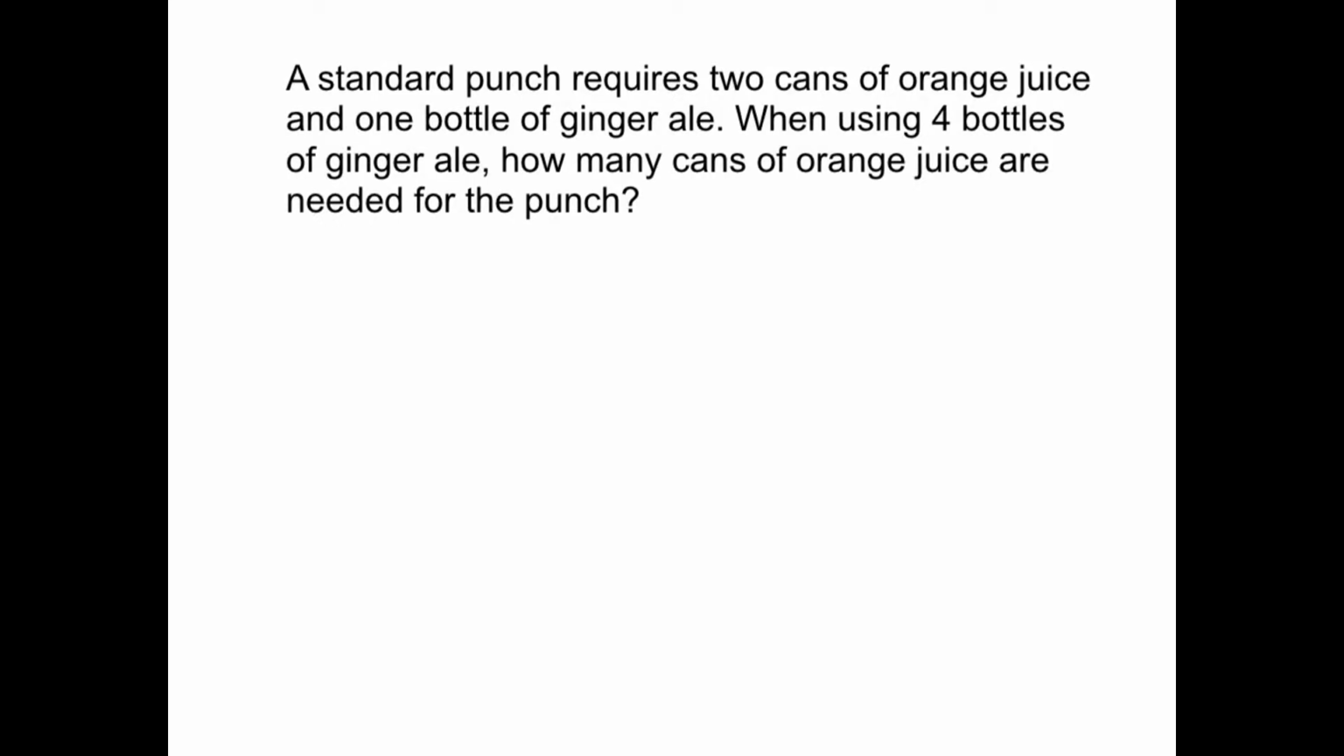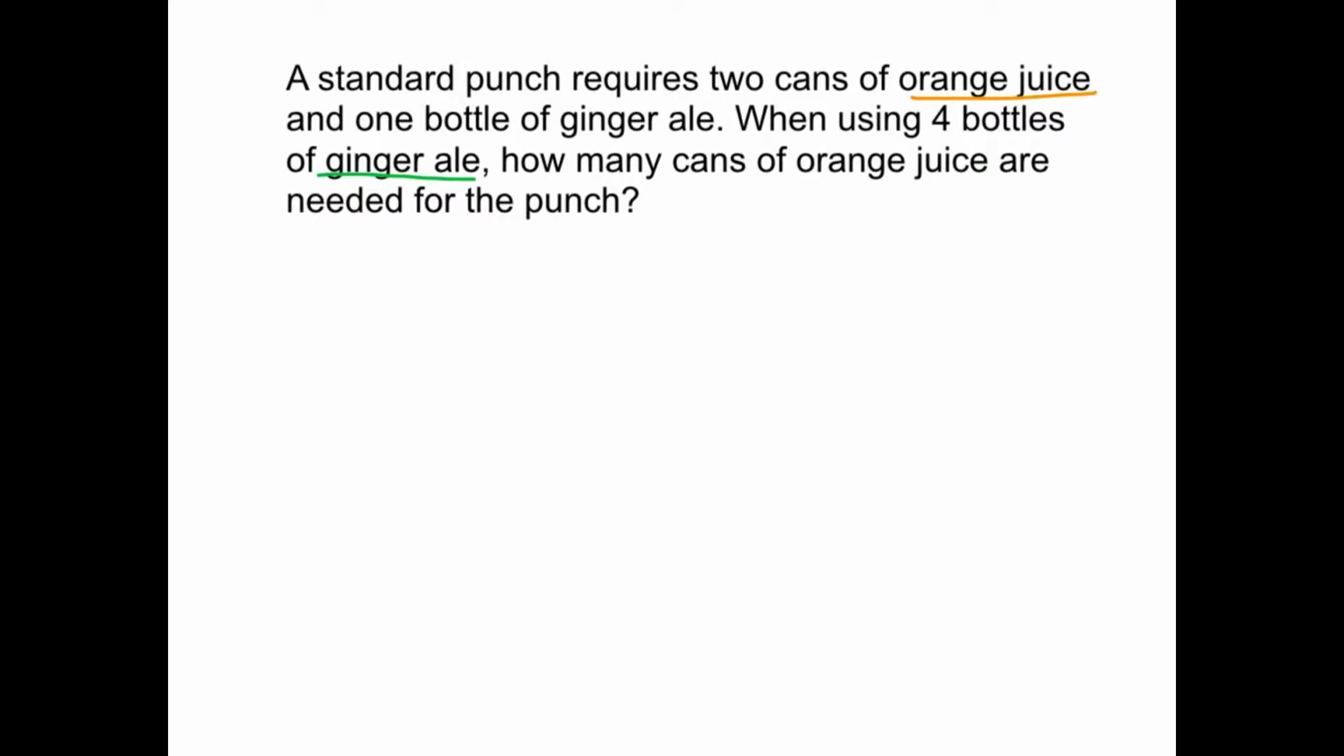Now, because we're going to solve this problem by graphing, we have to think about whether or not there is a relationship between 2 quantities in this question. Well, let's look at the question. What are the 2 things that are being compared? We're looking at cans of orange juice and bottles of ginger ale. Do you think there's a relationship between the 2? Of course, because in order to make the punch, we need to add orange juice and ginger ale.